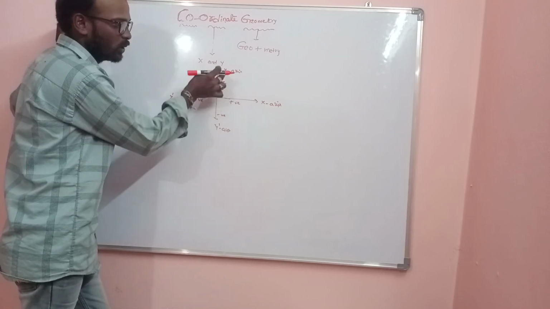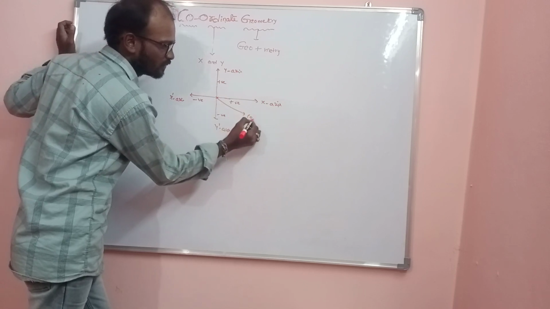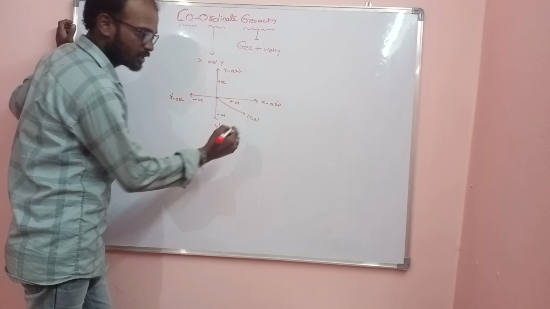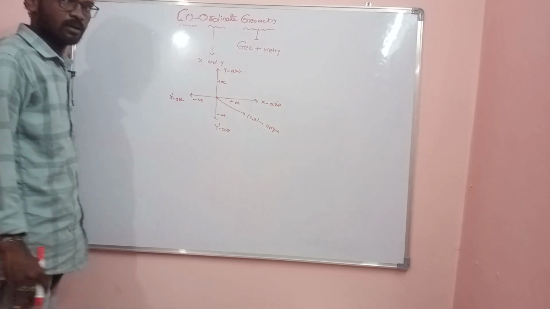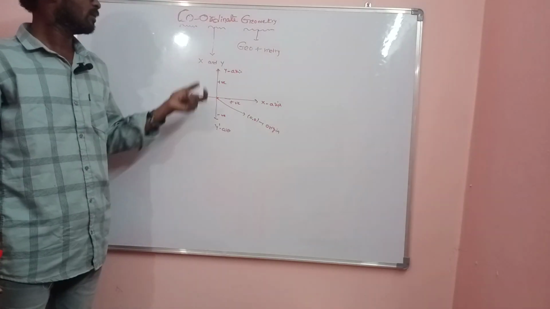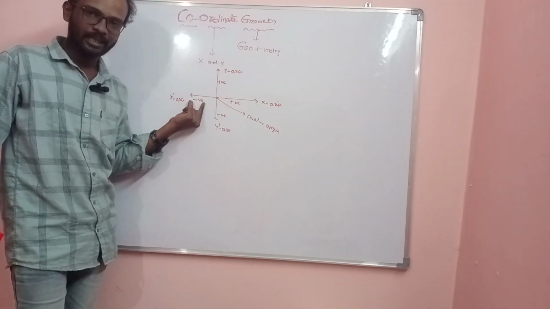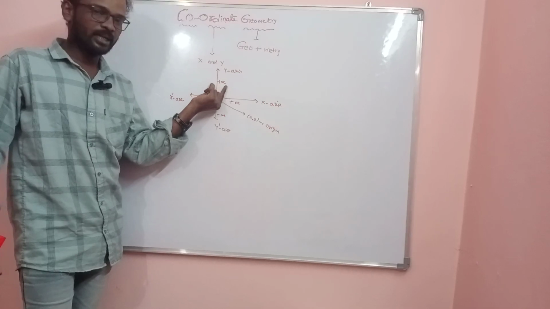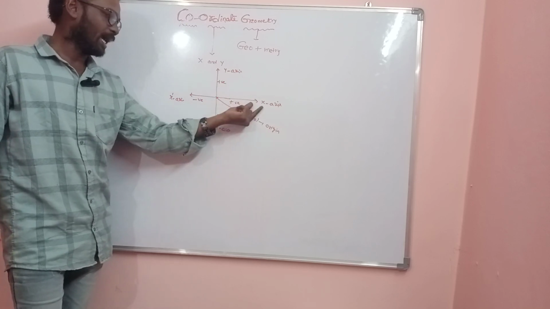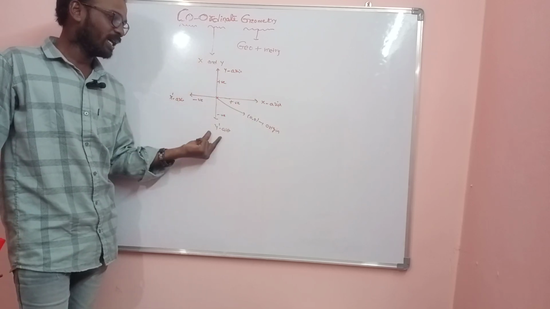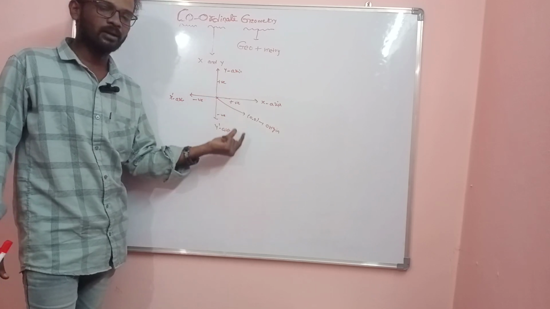The x-axis and y-axis intersect at the point (0, 0). This point is called the origin. Once again, on the x-axis we take positives, on the x dash axis negatives, on the y-axis positives, and on the y dash axis negatives. The x and x dash axis and the y and y dash axis intersect at the point (0, 0). This point is called the origin.